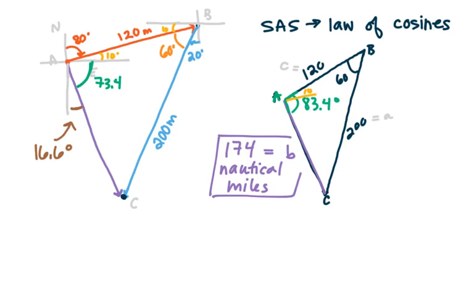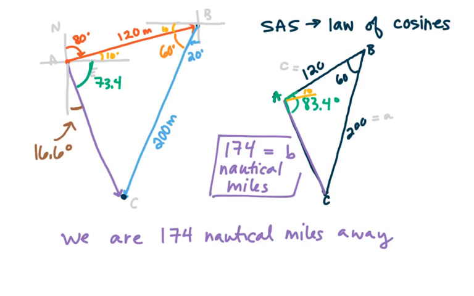So to answer our question, we are 174 nautical miles away. And how are we going to say that direction? Well, we are in the direction south. I'm going to round to 1 decimal place and say 17 degrees, south 17 degrees to the east, because we're off of south 17 degrees to the east. And that is from my original starting point. So we're 174 miles away in the direction south 17 degrees east.